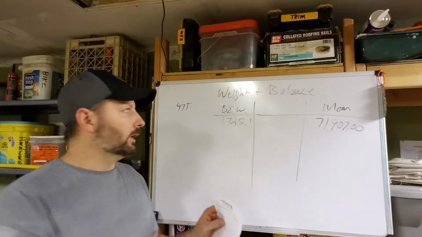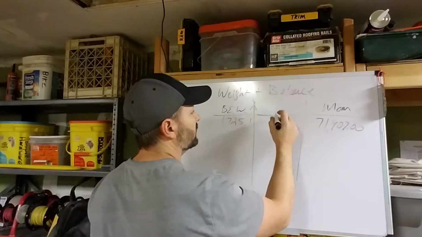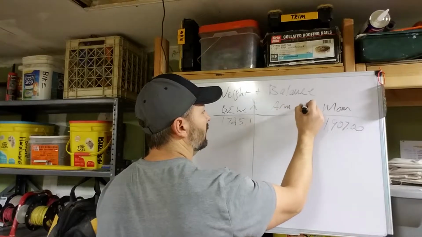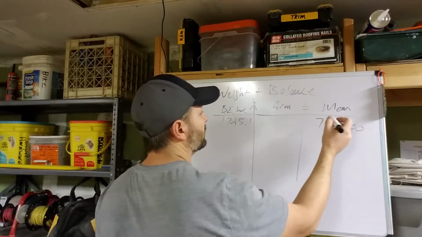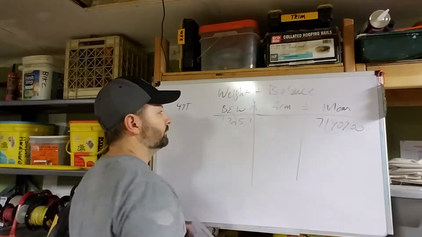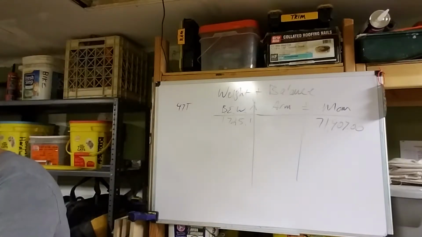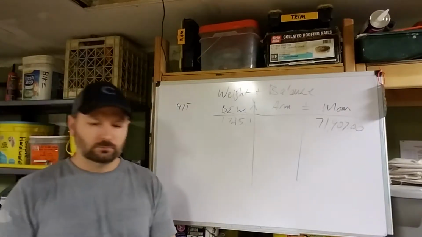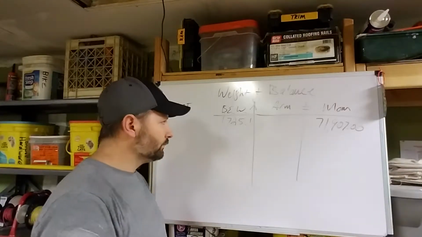So all we have to do, right? I said weight times arm equals moment, right? But if you don't have the arm, then you can just divide your moment by your weight and find the arm. So let's punch that in real quick.